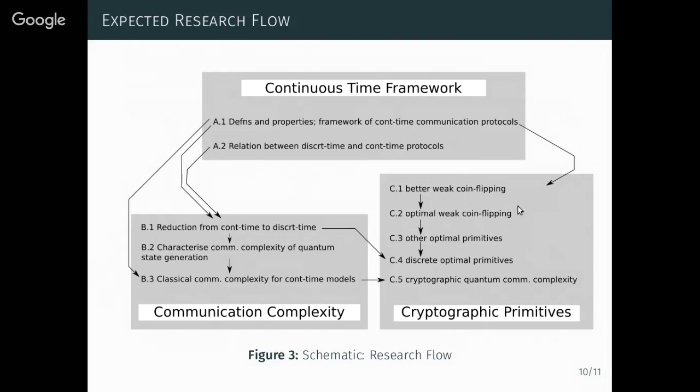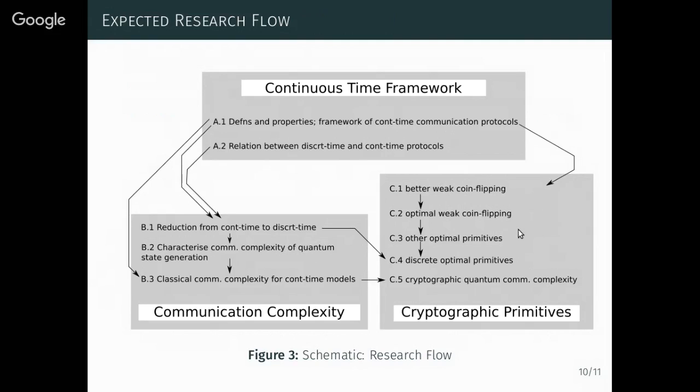For cryptographic primitives, of course, as I said, we want to make something better than 1/6. Better than that will be a fantastic result by itself. Once we've done that, then you want the optimal weak coin flipping. Optimal weak coin flipping will be that epsilon can be made arbitrarily small with the least resources. Okay, and that will be a breakthrough result if you're able to figure this out. And so I don't know if it will work, but we are going to try.